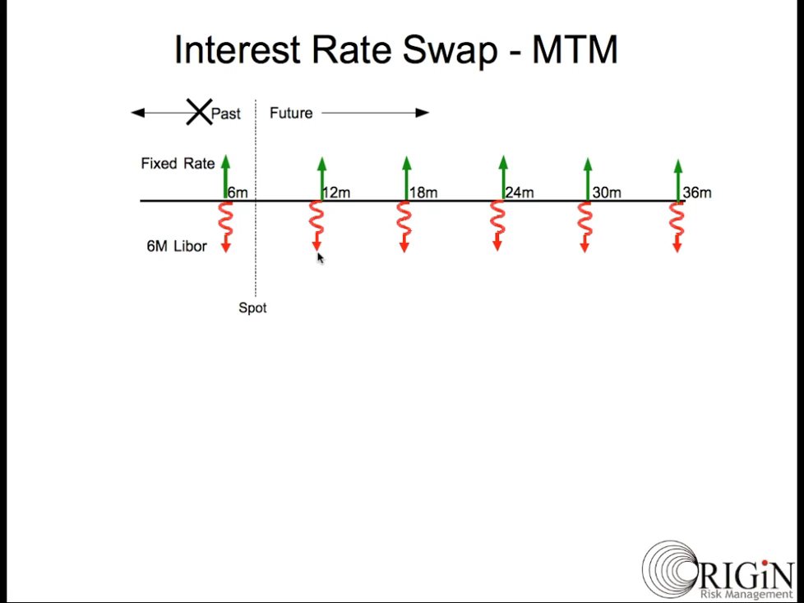Let's do an MTM for a 3-year semi-semi swap that we had transacted on 4th Jan 2010. Remember the first exercise? The fixed rate was 4.2%. Let's say that we are looking at this swap today and the current spot date is 4th August 2010.